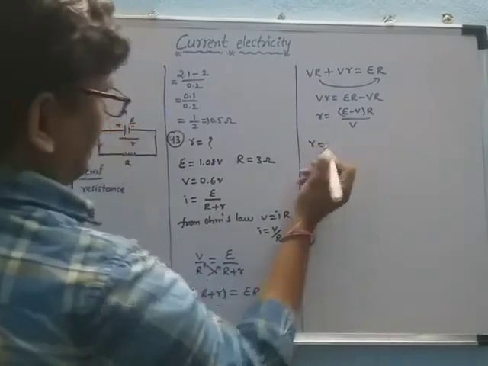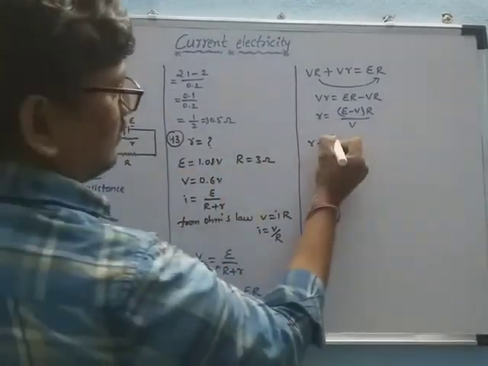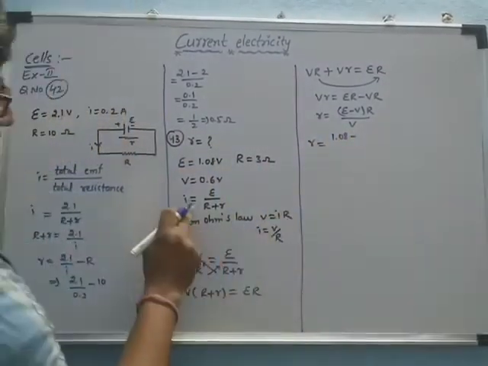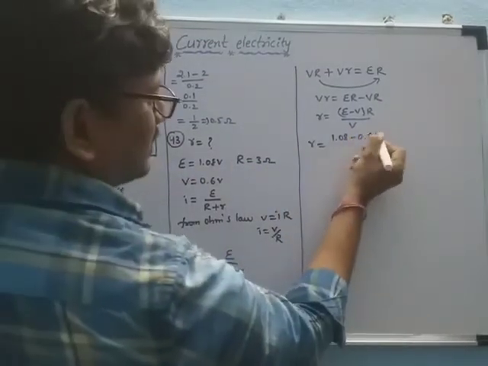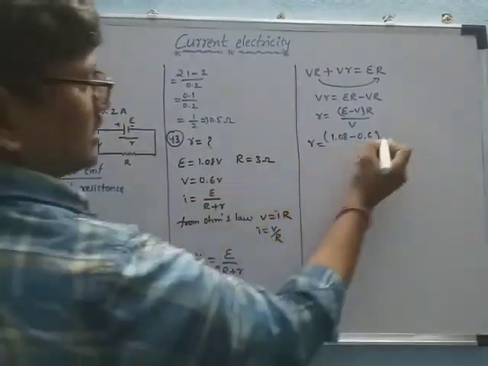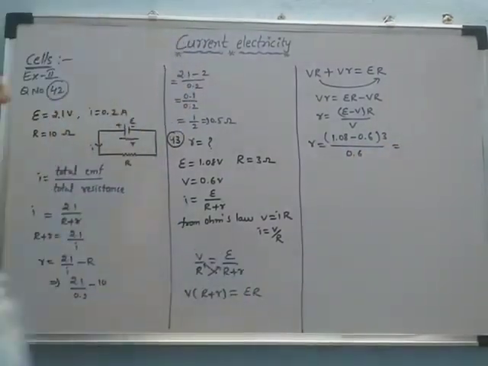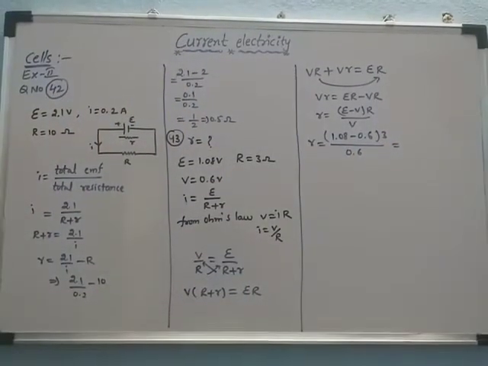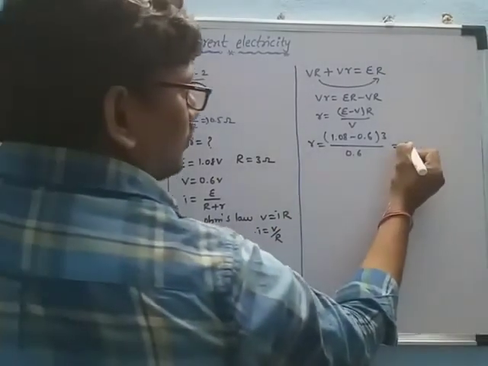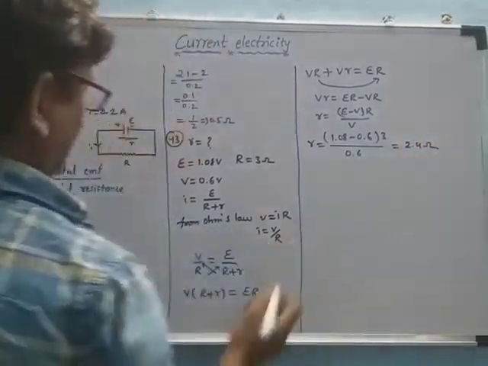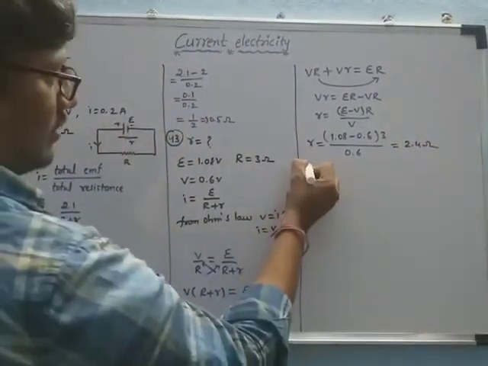Then the values can be substituted. The small r is equal to E, which is 1.08, minus V, which is 0.6, into the external resistance of 3 ohms, by 0.6 volt. Then on calculation, the value we get is 2.4 ohms. Next, see question number 44.